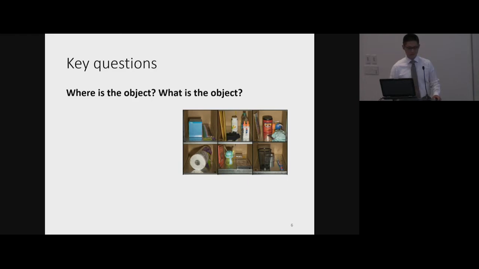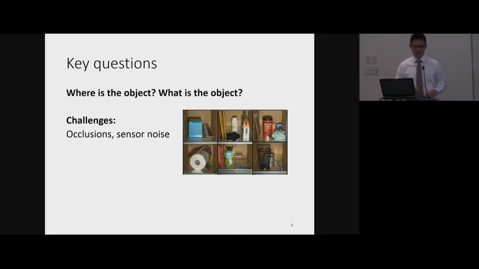So the key question here is we want the robot to be able to answer where the object is and sometimes what the object is. And the challenges here involve occlusions in the task, such as the object being behind another, or more often the robot itself, its gripper getting in the way of the camera, so the object will get occluded. And there is also sensor noise from both the cameras and tactile sensors.